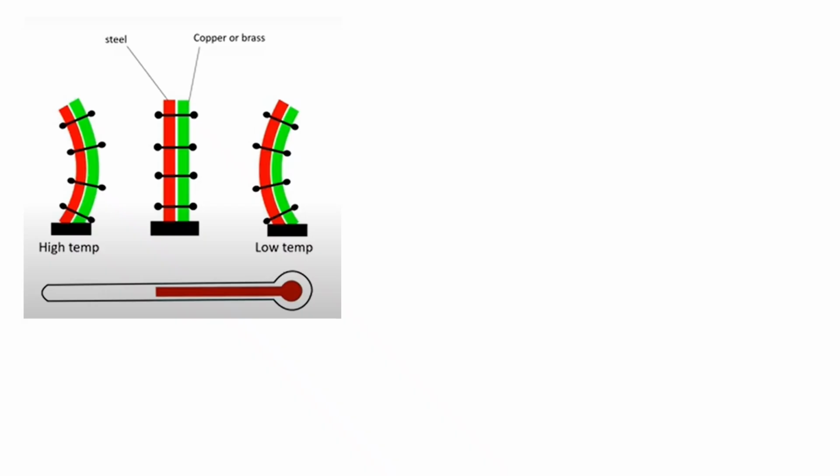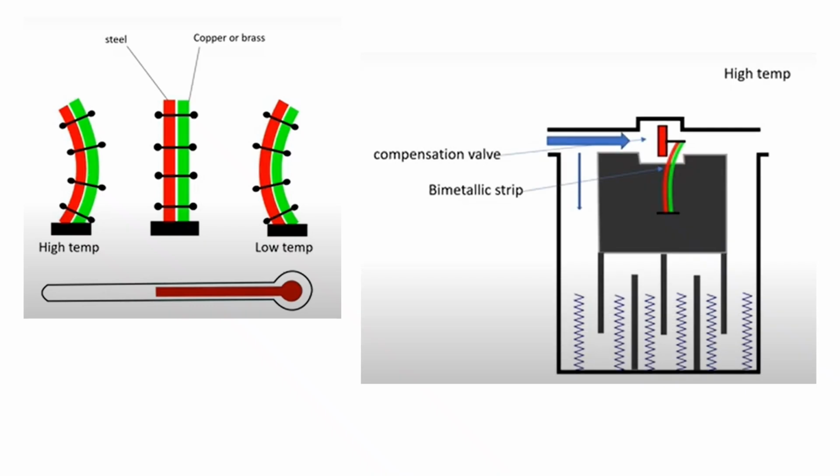These differing expansion rates of the two metals cause the strip to bend in either direction with changes in temperature. This bending movement of the strip is used to adjust the position of a needle valve, which controls the flow of fresh gas into the vaporizing chamber versus the bypass channel.